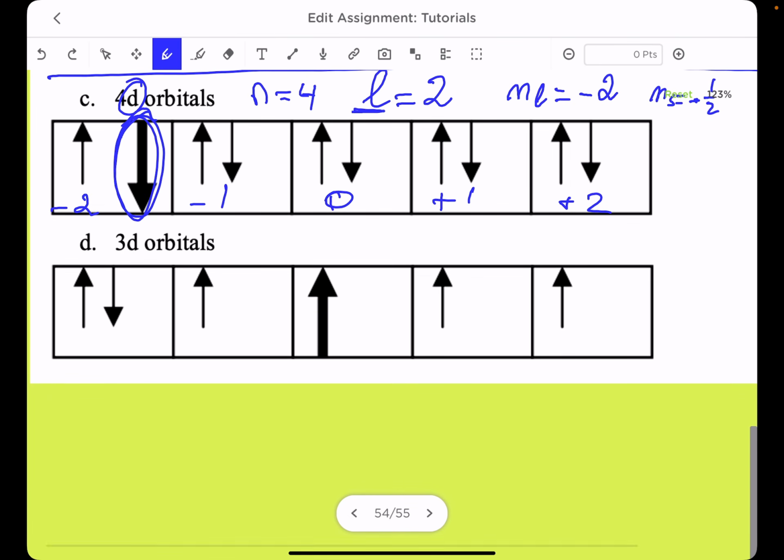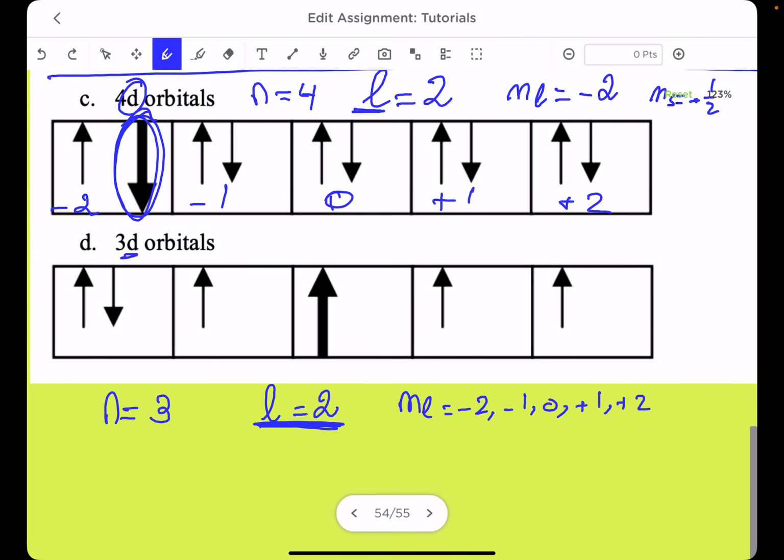Last question, part D. I read 3, so N is 3. I'm reading D, so L is 2. Now, ML is related to what's written over here. L is 2, so ML is going to be minus 2, minus 1, 0, plus 1, and plus 2. But let's look at the figure.